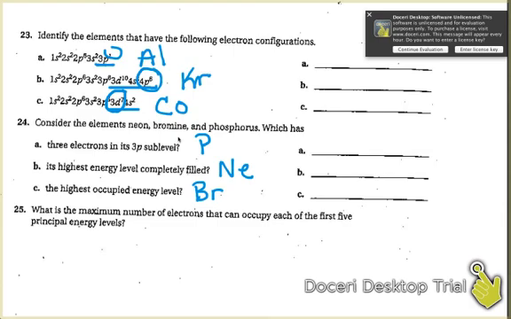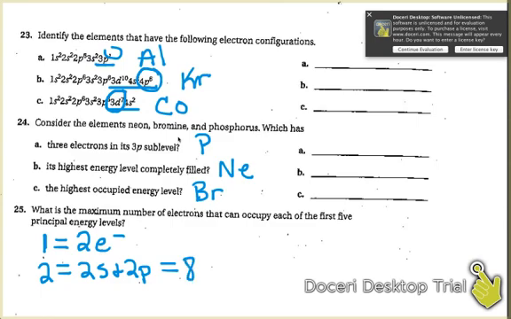All right, so now let's look at 25. 25 says, what is the maximum number of electrons that can occupy each of the first 5 principal energy levels? Well, the first energy level, which is n equals 1, only has 2 electrons in it. It only has a 1s orbital. Each orbital can only hold 2 electrons, so it's going to have 2 electrons. Okay, the second energy level has 2 sublevels. It has 2s and 2p. The s orbitals can hold 2 electrons. The p orbitals can hold 6 because there's 3 of them. So that means it can hold a total of 8 electrons.